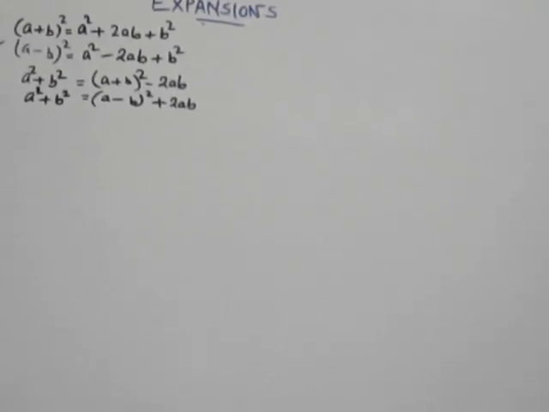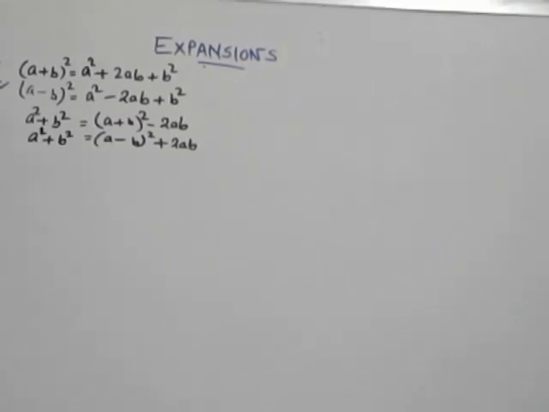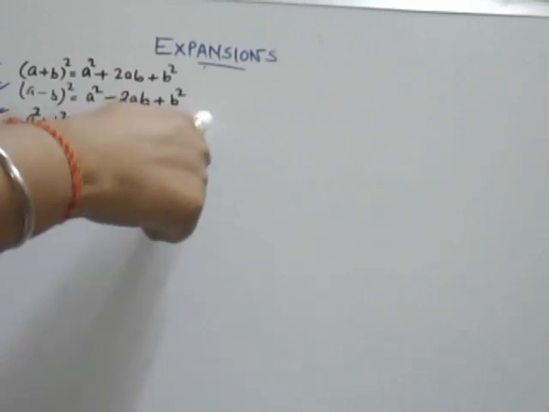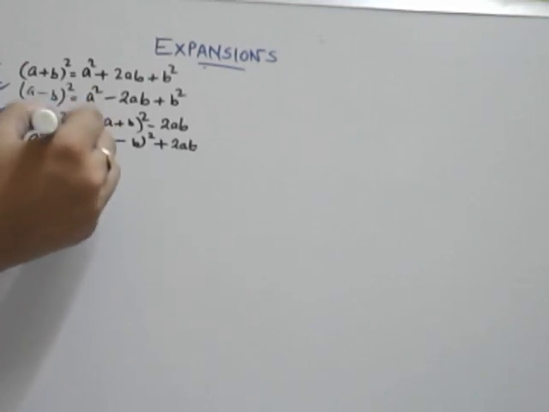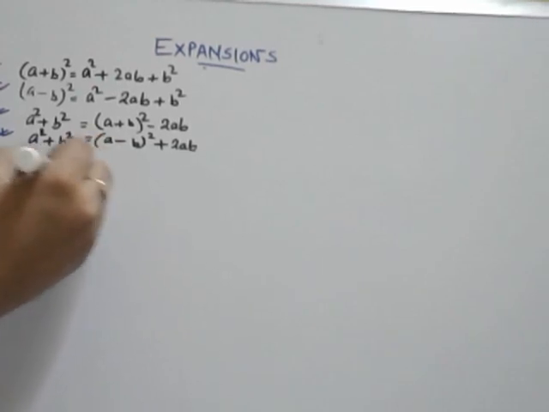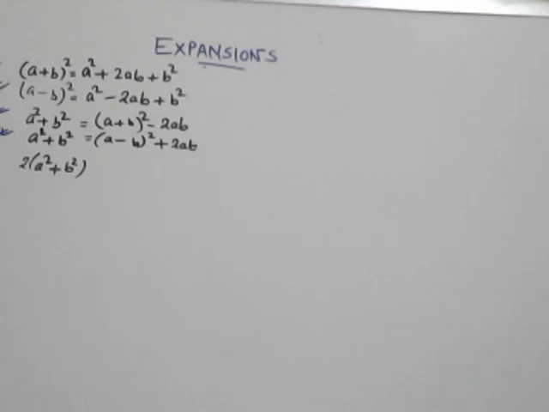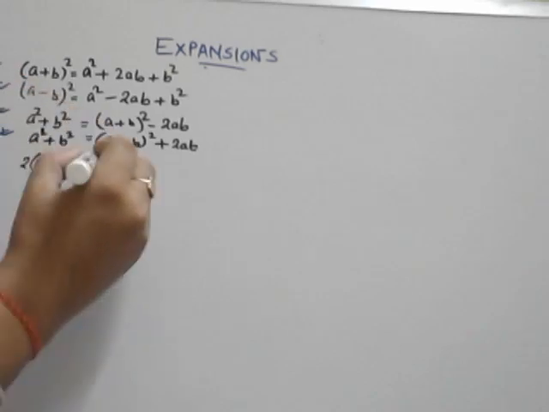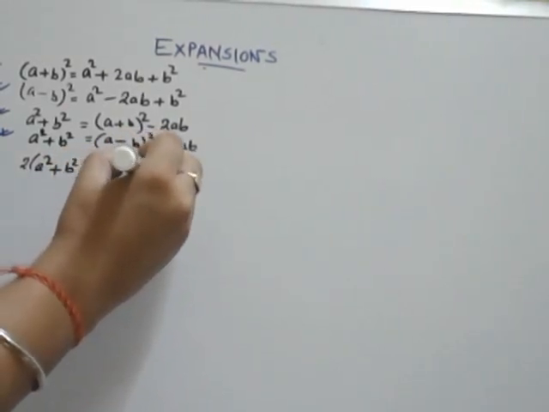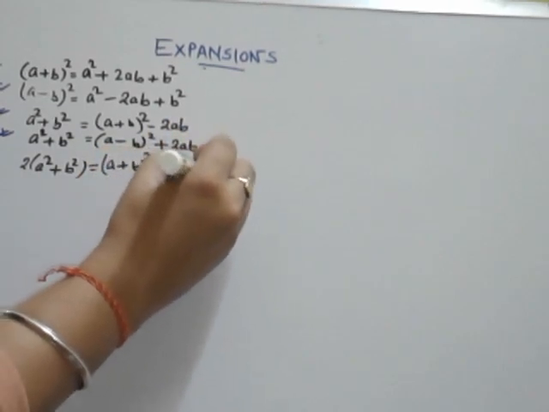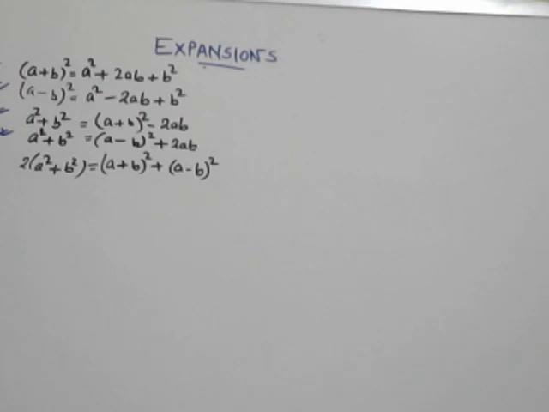Now, we add these two formulas. If we add them, what is the result? Here, if we add a square plus a square, that is 2a square. If we add b square plus b square, it becomes 2b square. So the left hand side is 2 into (a square plus b square). And on the right hand side, minus 2ab plus 2ab is cancelled out. So the result is (a + b)² + (a − b)².